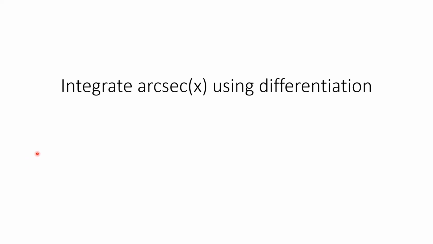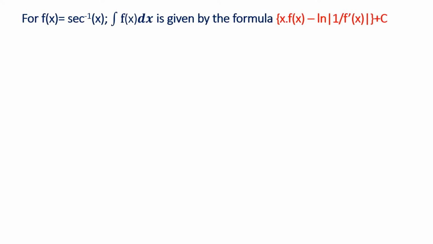In this video, we will introduce a method for integrating arcsec of x using differentiation. For the function f of x equal to sec inverse of x, the integral of f of x dx is given by the formula x multiplied by f of x minus ln of the absolute value of 1 divided by the derivative of f of x plus c, where c is a constant of integration.